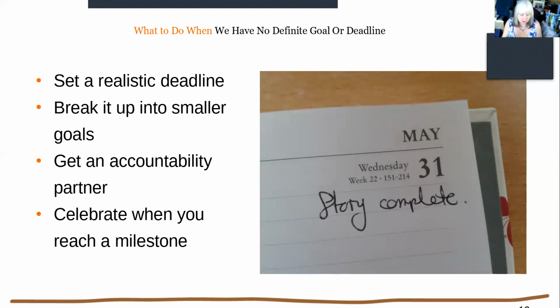Could you finish the first draft, say, by Christmas or the new year? Do you need a bit longer than that? It's fine. How many weeks? And then break your final deadline up into smaller goals. So if you're going to finish your first draft in 12 weeks, say, will that mean a chapter a week for you, or 500 words a day?